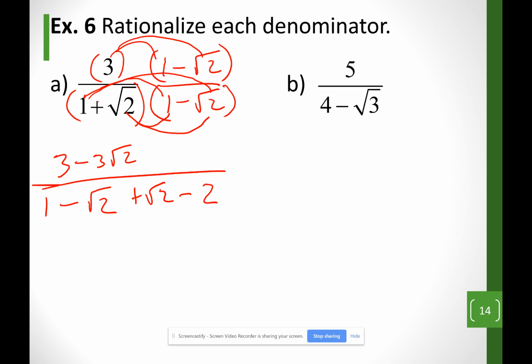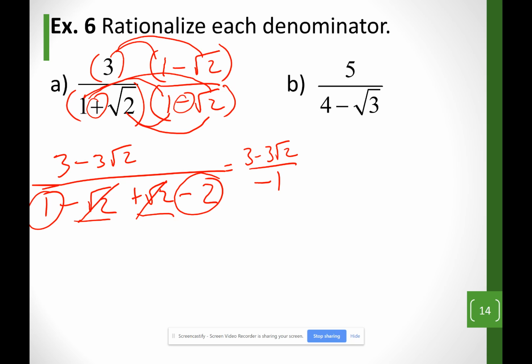Now, the reason why we switch the signs, positive and negative, is because the two terms in the middle are going to cancel out. Negative radical 2 plus radical 2 cancels out. So I will finish on the top, 3 minus 3 radical 2. There's nothing I can do on that one. At the bottom, I have 1 minus 2, negative 1.